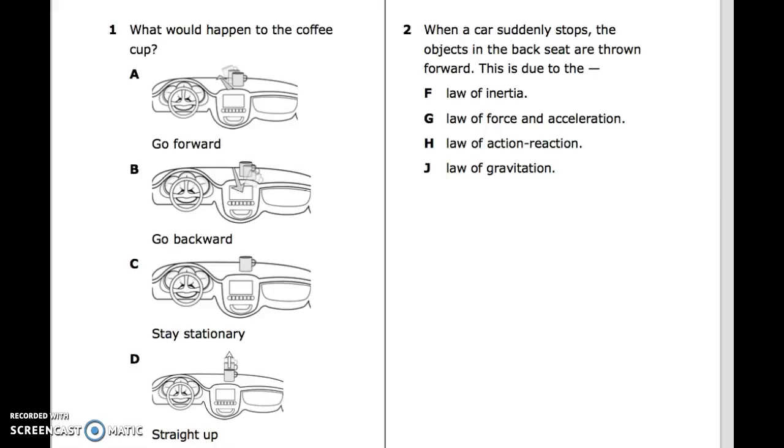Number 2. When a car suddenly stops, the objects in the back seat are thrown forward. This is due to the F. Law of inertia, G. Law of force and acceleration, H. Law of action, reaction, J. Law of gravitation.